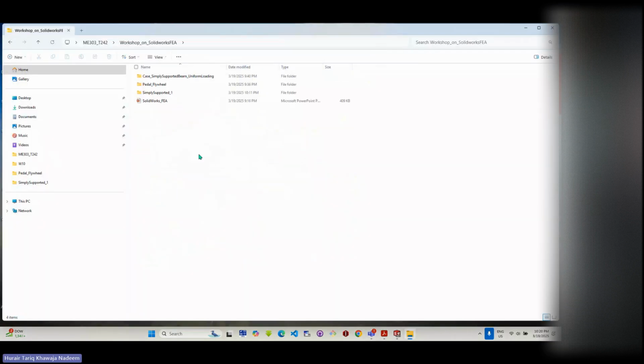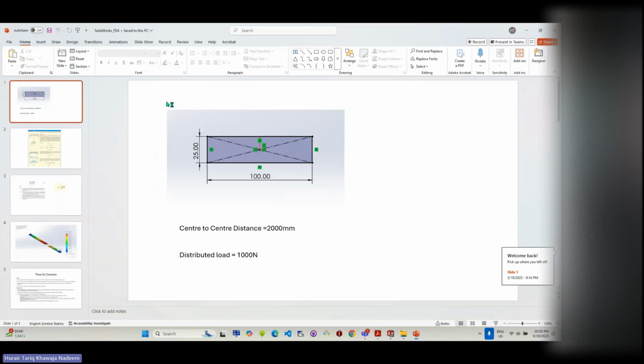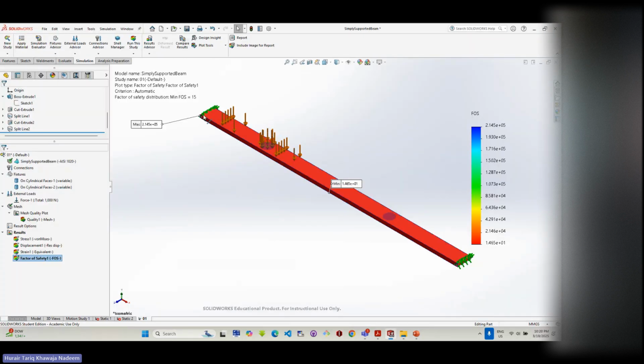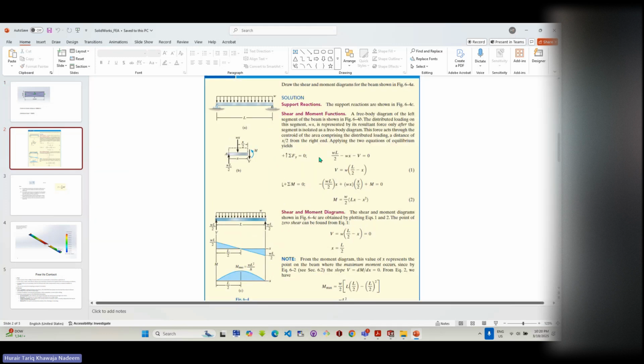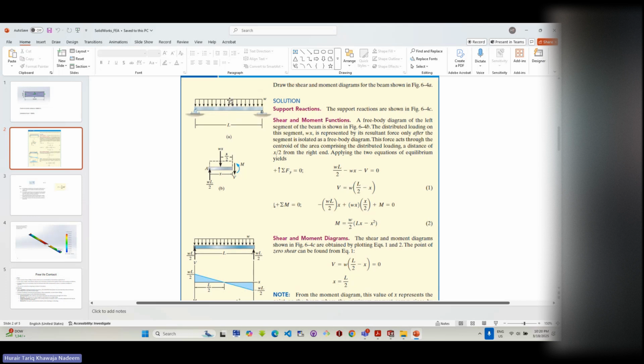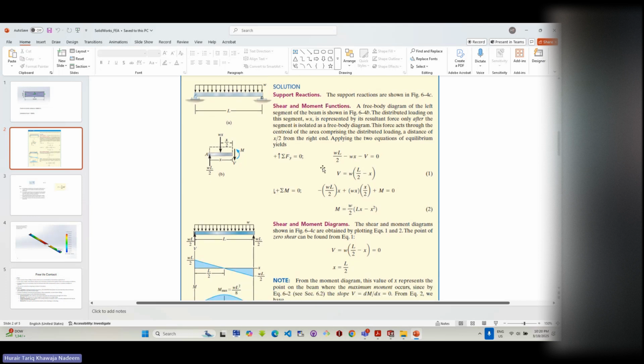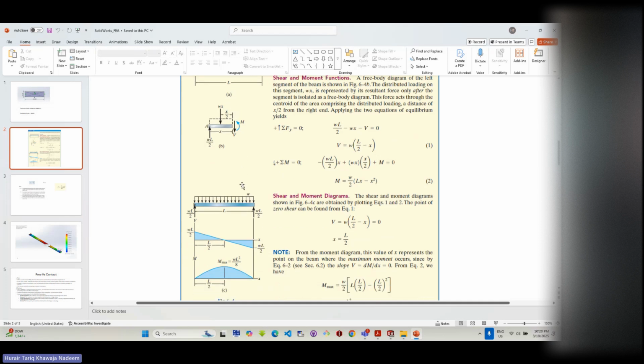This is actually the cross-sectional area, 100 by 25. The distributed load is 1000. The center to center distance, meaning the distance from this center point to this center point, is 2000 millimeter, which is 2 meter. Now I have taken this from R.C. Hibbeler. If you have a distributed loading, you can make a free body diagram, find the moments and the shear forces. The moment and shear force diagram is going to look something like this.